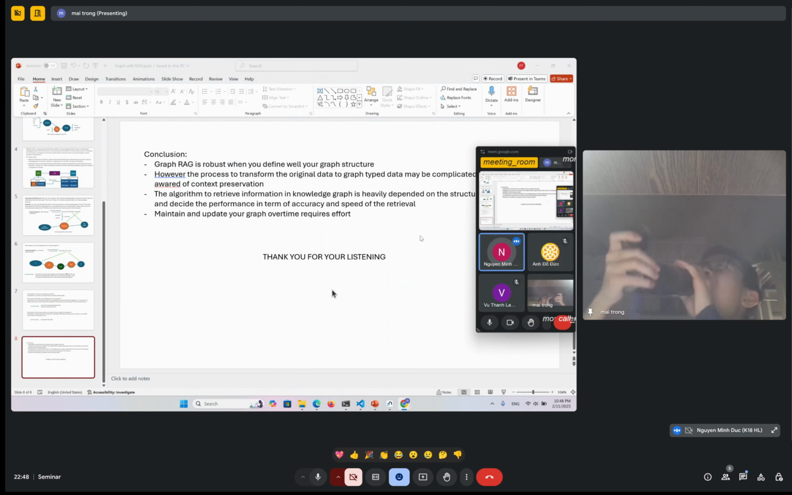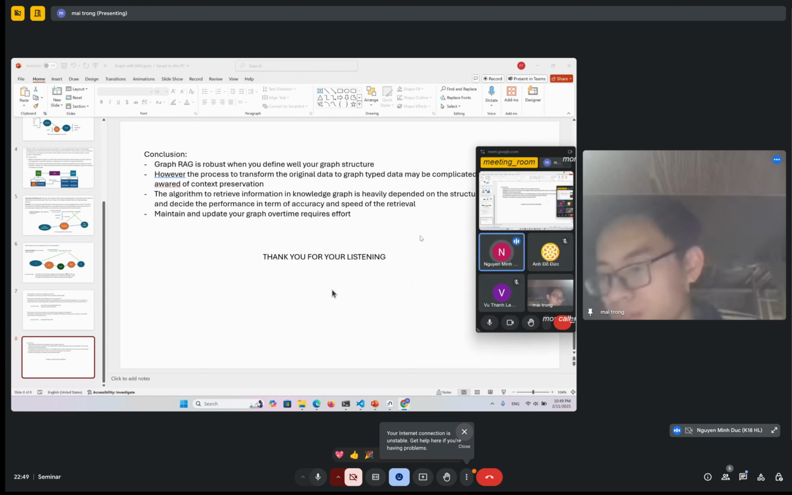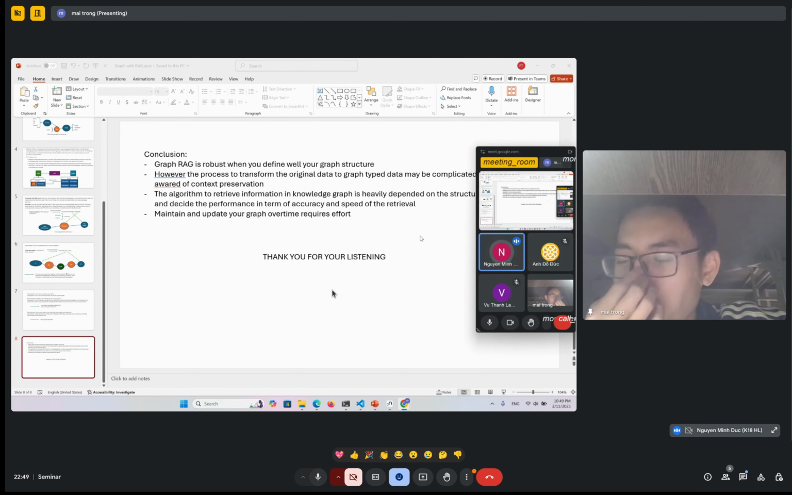So I understand that we have three main steps. The first one is extracting the keywords. The second is build a graph, and the third one is feed the original question and all the graph information as the input for the LLM, right?